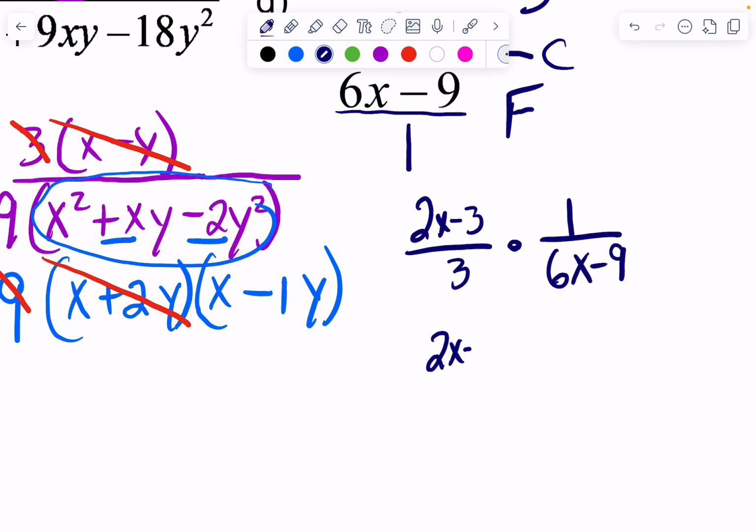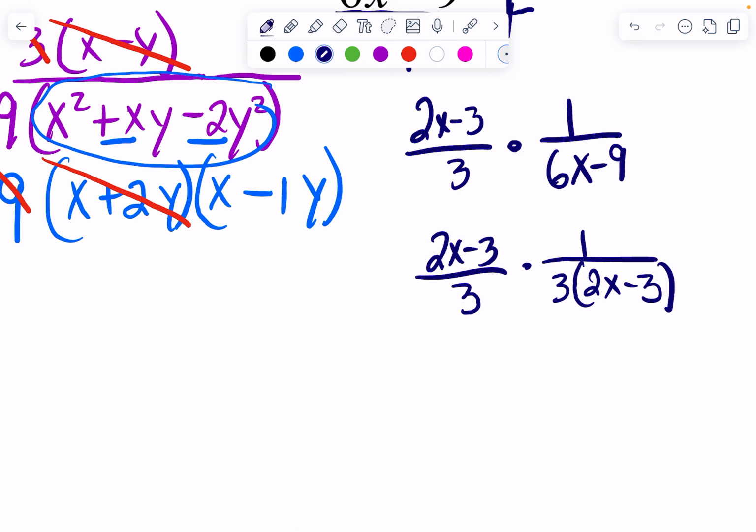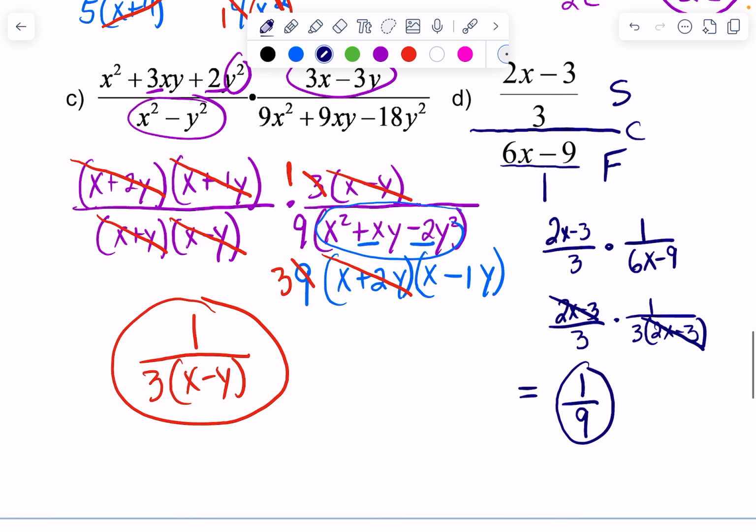I've got here 2x minus 3 over 3 times 1 over, I can factor a 3 out of here, giving me a 3 times 2x minus 3. And then I can go ahead and cross reduce. The 2x minus 3 in the numerator cancels out with the 2x minus 3 in the denominator, and I'm left with 1/9.